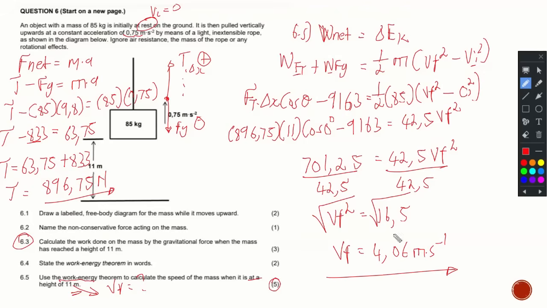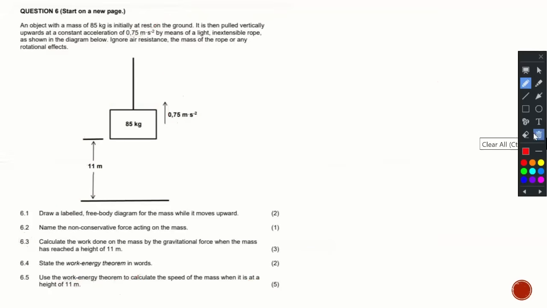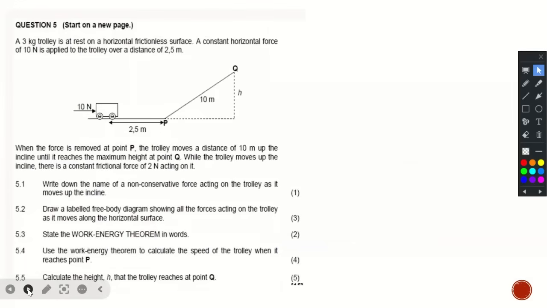Right, so that's how you were supposed to apply that formula, the work-energy theorem, in order to calculate the speed of the mass when it is at a height of 11 meters. Okay, so now let's look at another example to help us understand this better. Again, another set of questions here.